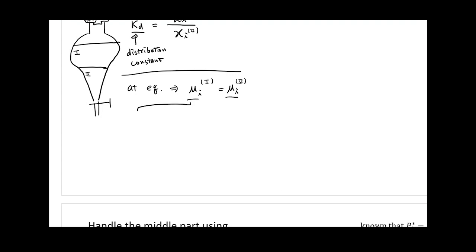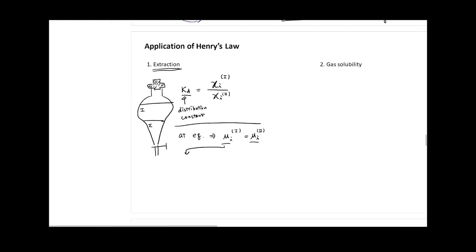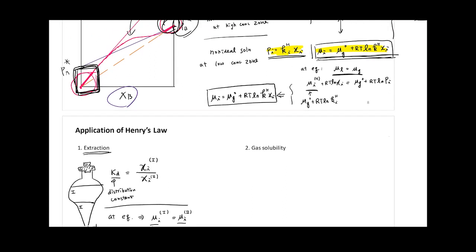You can actually further expand this using the equation we just derived. So mu I is going to equal mu G naught plus RT natural log KH times your XI. On the first part, it will be mu G naught plus RT natural log KH I in phase 1 times your XI in phase 1. You can write the same thing for the right-hand side. This part is going to equal mu G naught plus RT natural log KH I in phase 2 times your XI in phase 2.